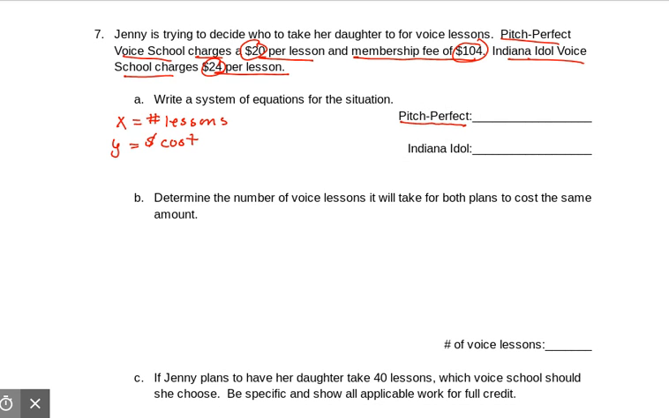Now, when the problems are set up like this, a lot of times we can use slope-intercept form to help us. So for Pitch Perfect, the $20 per lesson, that's going to be our slope. Our membership fee, that's the starting cost, that's our y-intercept. So for Pitch Perfect, I should have y equals 20x plus 104.